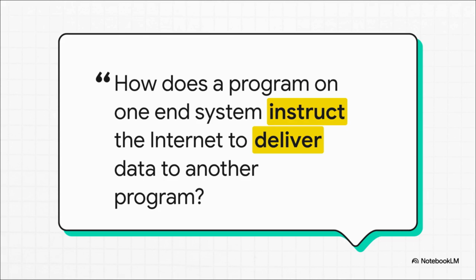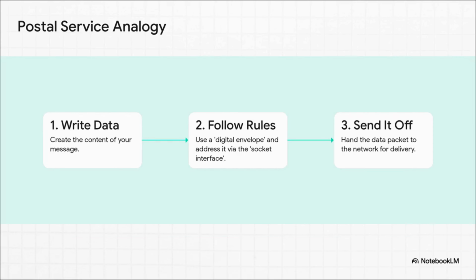But this brings up a really key question, right? How do these applications, these programs running on our devices, how do they actually tell the physical network what to do? How do they give it instructions to deliver our data? The absolute perfect analogy for this is the good old-fashioned postal service. You wouldn't just scribble a note and toss it out your window, right? No, you'd use an envelope, an address, a stamp. The internet works the same way. It has its own set of rules called a socket interface, which is basically like a digital envelope and address label that makes sure your data gets to exactly the right place.